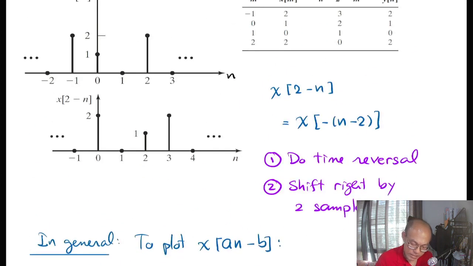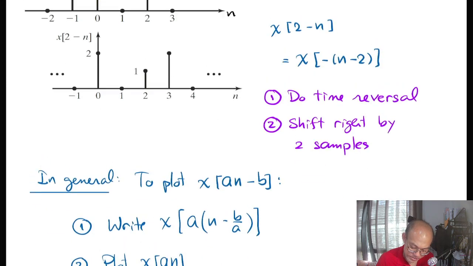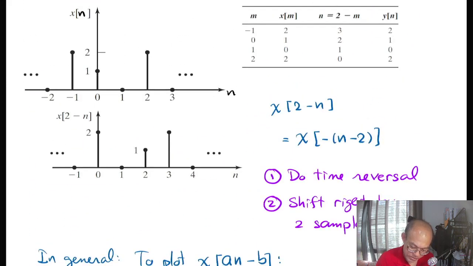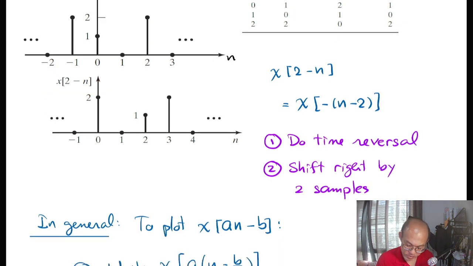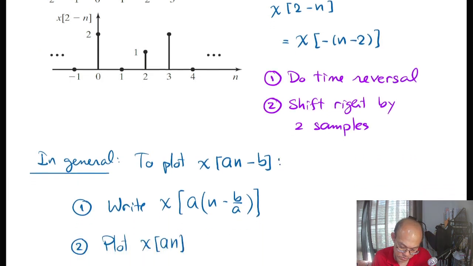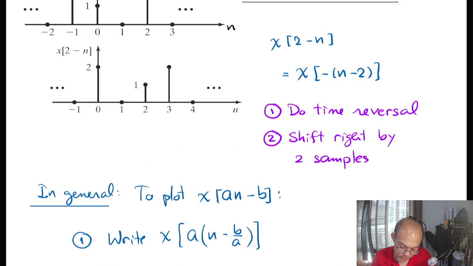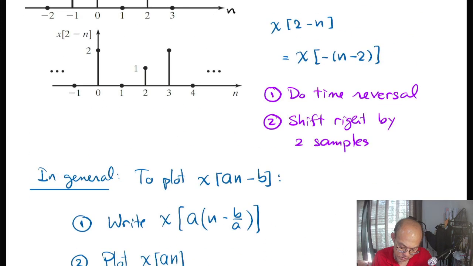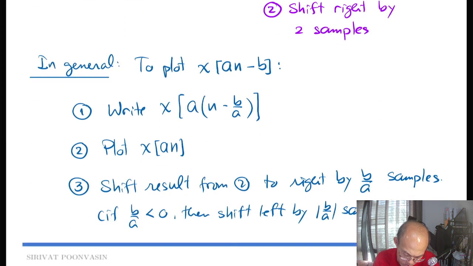Okay, now in this example, a is minus 1. In this example here, a is minus 1, right? And b is minus 2. So we have that. Okay, right.